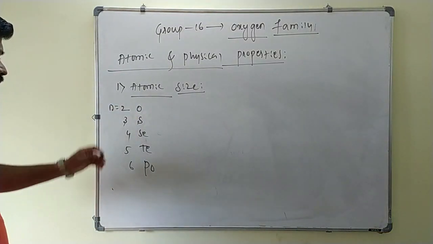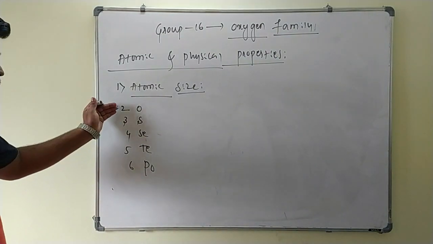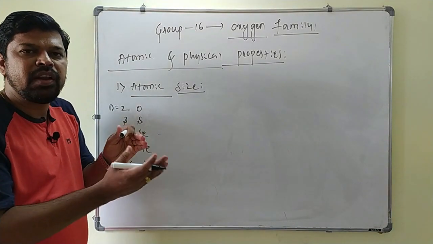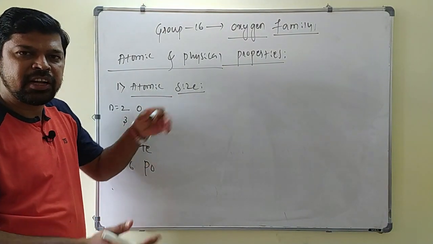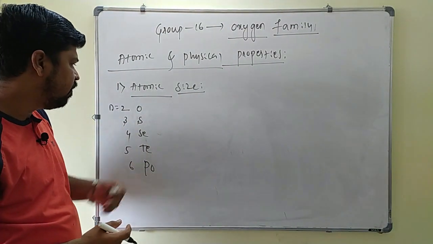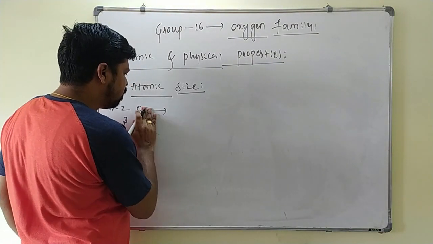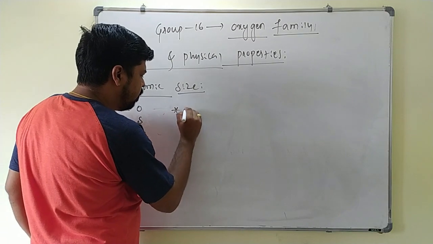In each element there is addition of a new shell. Because of the addition of a new shell, what happens? Atomic size increases. As the number of electrons in the inner shell increases, the screening effect also increases. We have already discussed this in group 15. So here, what happens down the group?